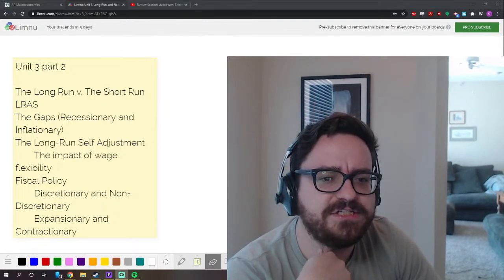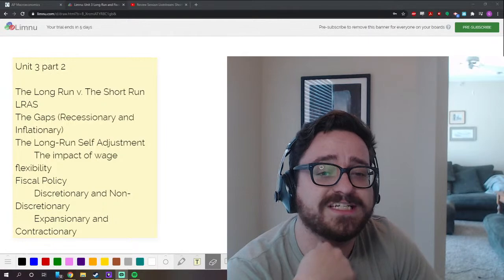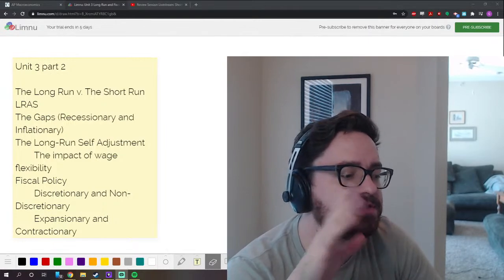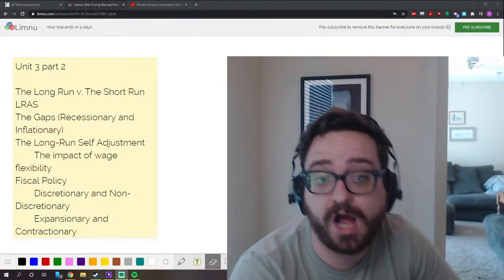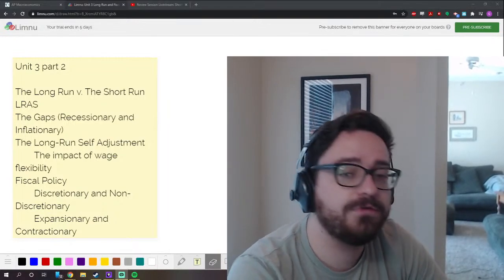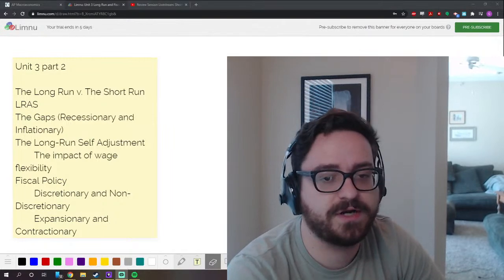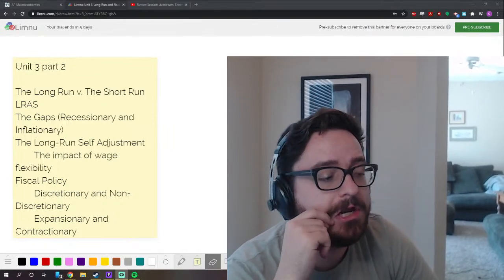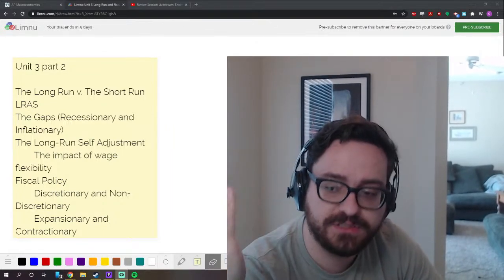Lastly, the other two categories to know with fiscal policy are expansionary and contractionary. This is what the policy is meant to accomplish, is what tells you if it's expansionary or contractionary. How the policy is enacted is discretionary or non-discretionary. So why they're doing it, slash what it's meant to do.